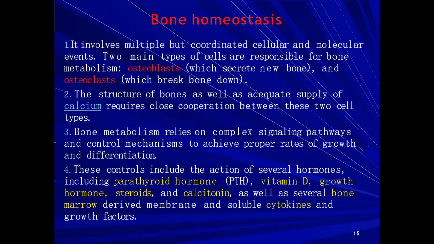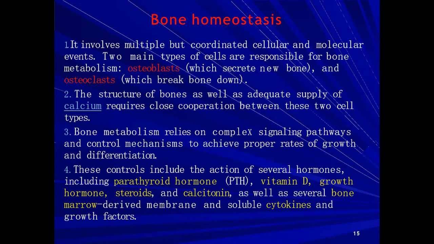So when a patient has a fracture and the healing process is taking place, you see that the body starts having a lot of osteoblasts. In osteoporosis, osteoclasts are increased. So the structure of bone as well as an adequate supply of calcium requires close cooperation between these two main cells. Bone metabolism relies on complex signals, pathways, and control mechanisms to achieve a proper rate of growth and differentiation.